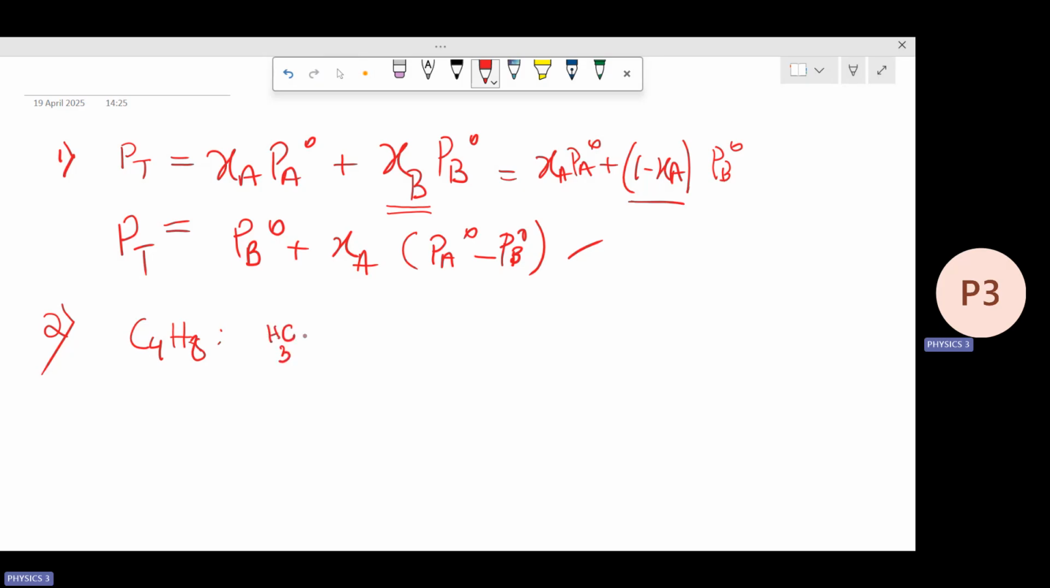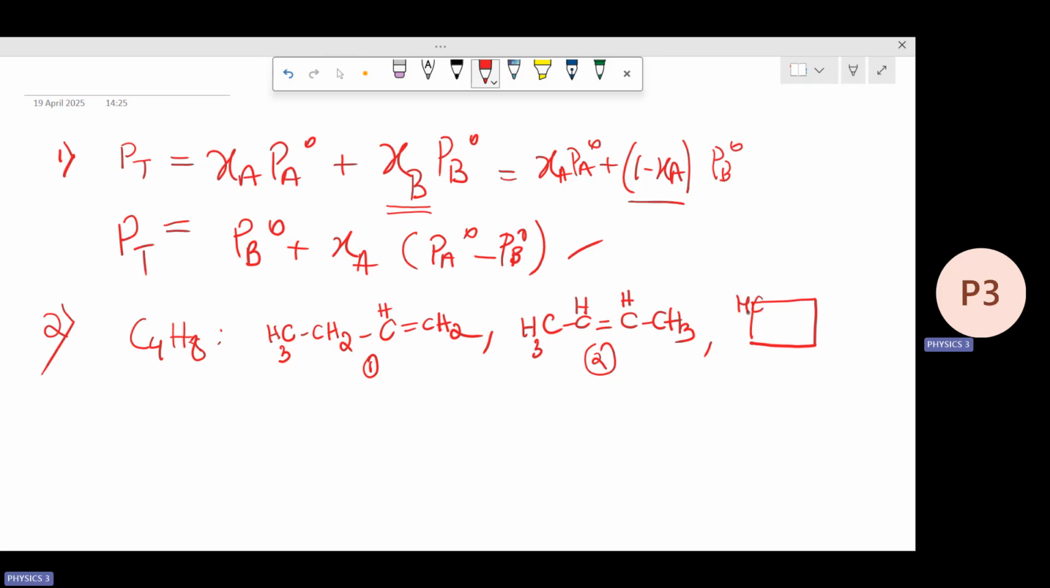First one is CH3, CH2, CH double bond CH2. This is our first. Continuing with CH3, CH double bond CH3. This is our number 2. Number 3 is something looking like this. Of course, I hope you understand this is nothing but cyclobutane. This cyclobutane will also be number 3. Now, why am I considering cyclobutane? Because if you calculate the formula, it will be C4H8. So I think we know whenever it is a ring structure, cyclo compounds also act as alkenes.